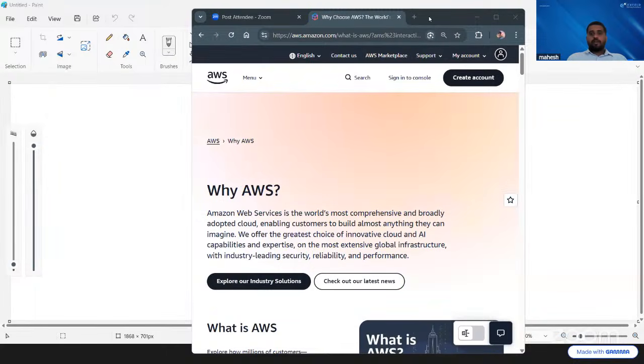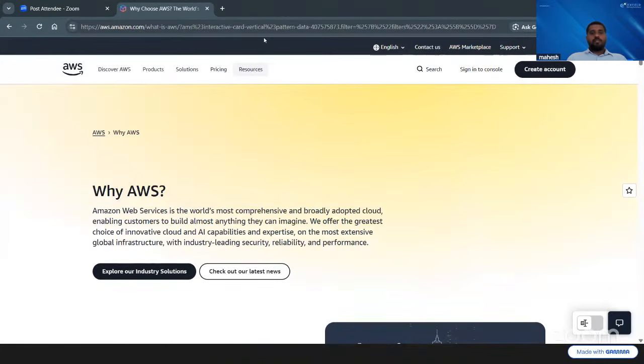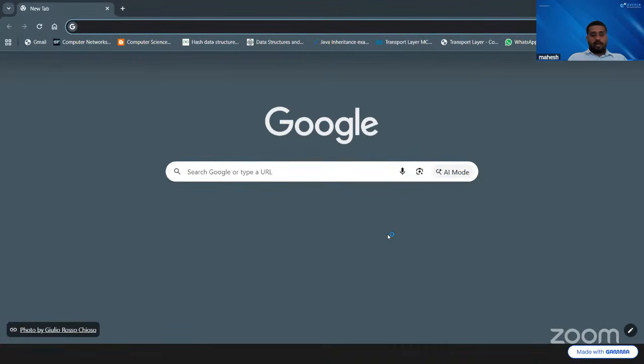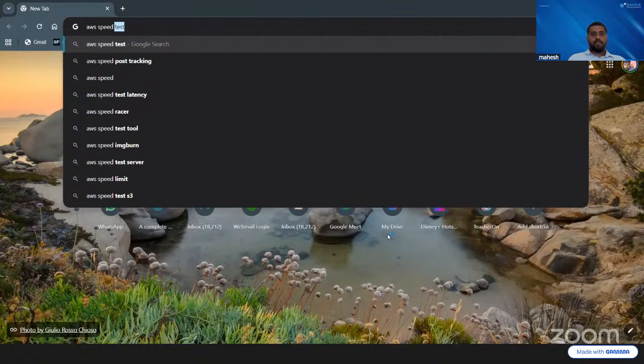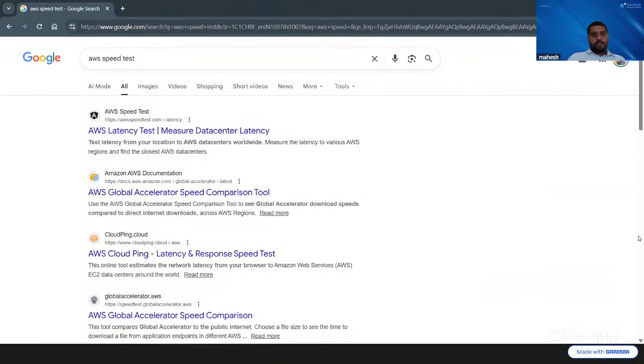Participants, what I will do is quickly go to Google. Simply, I will write here AWS speed test. When I write AWS speed test, I'm getting some measurements here. Click on AWS latency test, measure data center latency.